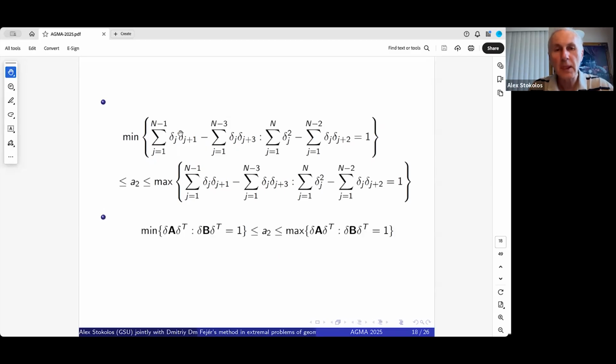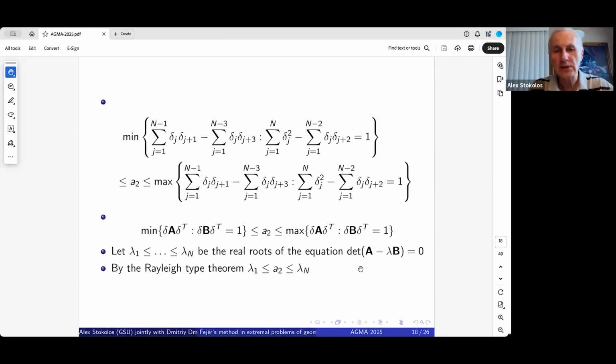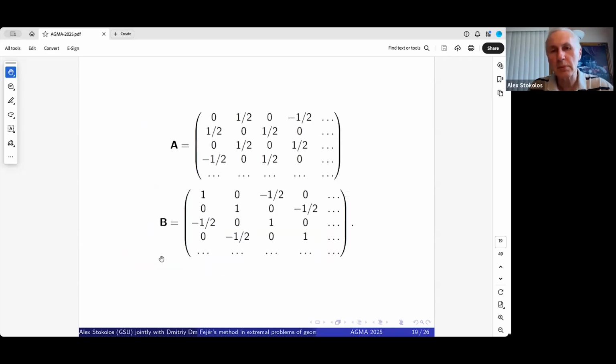the minimum correspondingly. Or you can write it in this form, like maximum or minimum, using a matrix presentation for this quadratic form. And then the general theory says that if lambdas are roots of an equation of this form, then A is between the largest one and the smallest one. So these are kind of generalized eigenvalues, if you want. And so the problem now, A is this matrix, you see it's a Toeplitz matrix. Looks simpler, and this looks like a simple Toeplitz matrix.